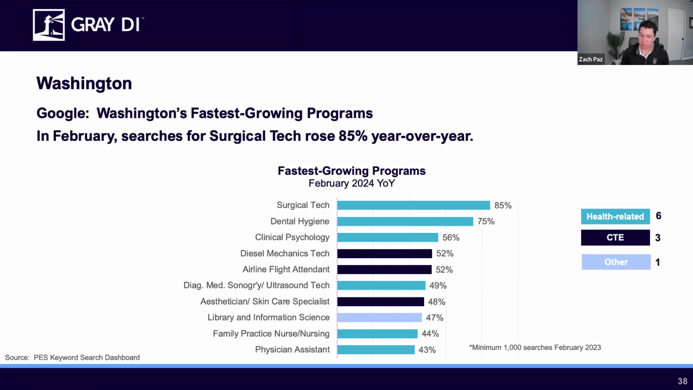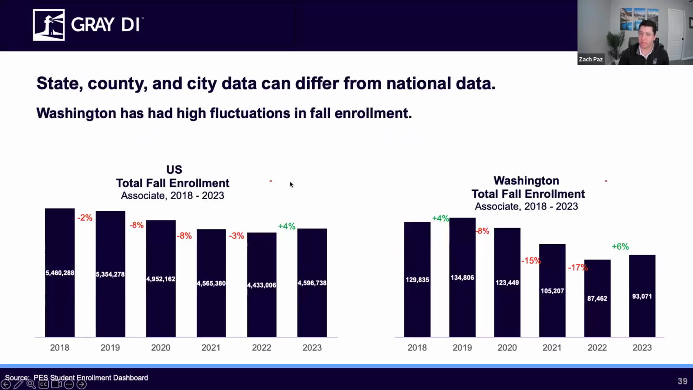From an enrollment perspective at the associates level, again, interestingly enough, we saw an increase in 2019 from 2018 for associates, but then a massive drop similar to what we're seeing here, except the drops were much larger. 2021 was 15%, 2022 was 17%, and we're seeing a little bit of a gain back with a higher percentage of 6% at the associates level.